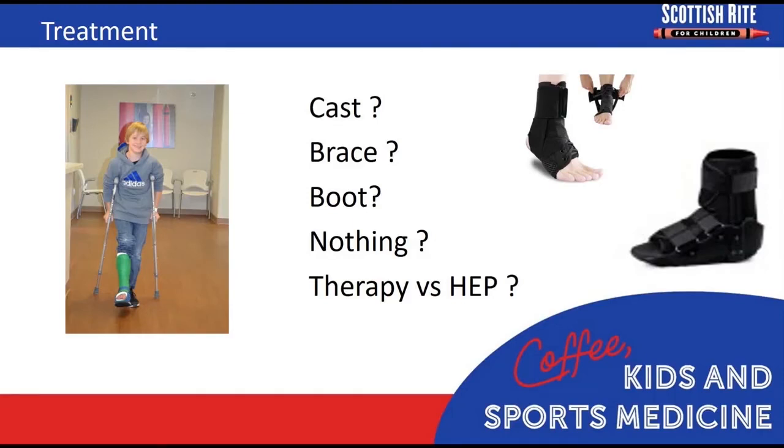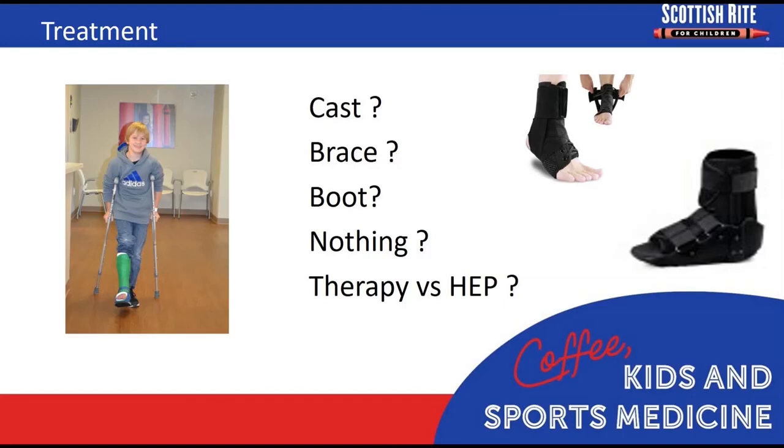So it begs the question of how do we treat these? Cast, brace, boot, nothing? Therapy versus HEP? My feeling is Salter-Harris 1, Salter-Harris 2 fractures, and grade 2 sprains, I like to treat in a boot. The way I do Salter-Harris 1 and 2 fractures is a boot for about 4 to 5 weeks. The boot remains on full time. It can be taken off for showering and bathing. Grade 2 sprains, I typically boot for about 2 weeks. I also place these kids on anti-inflammatories, and I bring them back in 2 weeks to take a look at them and start them on an early aggressive home exercise program.